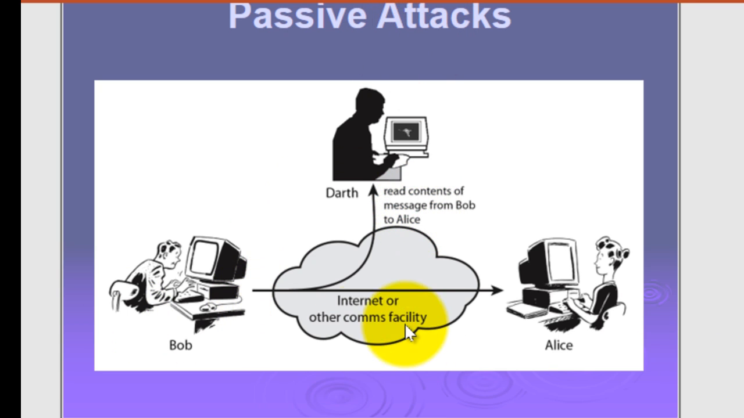In this diagram you are seeing Bob sending a message to Alice through some internet communication facility. Here Darth is the attacker, the hacker. He is reading the contents of the message which is sent by Bob to Alice. He is not modifying anything, he is just observing the contents. That's why it is a passive attack.